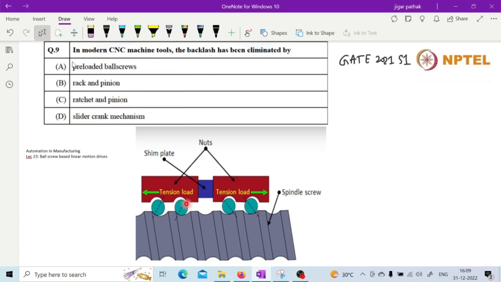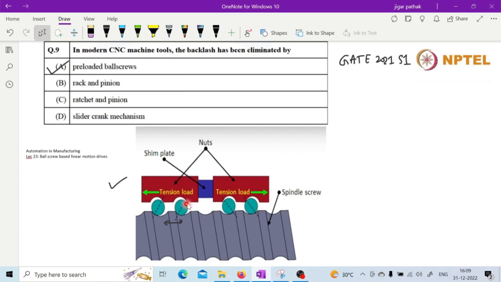Right, but in this particular case, as shown in this figure, this backlash has been eliminated by these preloaded ball screws, right? So what happens is, due to some wear and all, the ball has a certain loss of contact with the screw shaft, right? So in order to avoid this, these balls are pre-loaded, or given this tension load as shown in this figure.